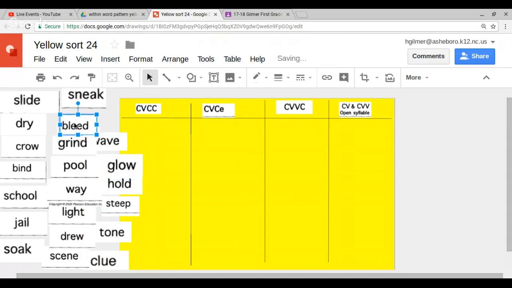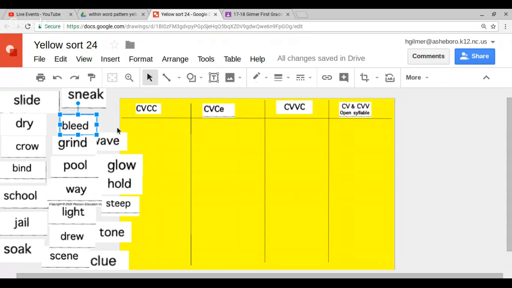And then this is your last one, bleed. Ooh, and we all know what happens. You get cut and the blood comes out of your skin and you begin to bleed. It can kind of be scary. So those are our words that we're going to sort. So now we've got to determine which category they fit into.